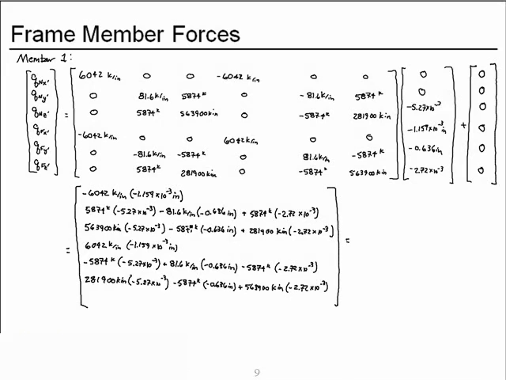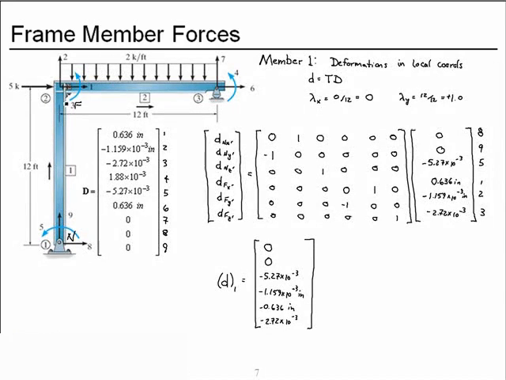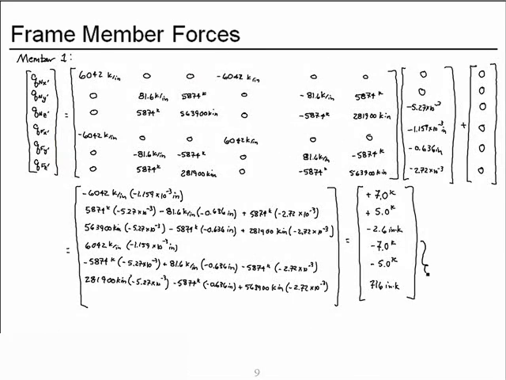When we multiply these out, add up and subtract all the terms, we get the following internal forces, or member forces, at the ends of member 1. We get a positive 7.0 kips, a positive 5.0 kips, a negative 2.6 inch kips, a minus 7.0 kips, a minus 5.0 kips, and 716 inch kips. Now, of these 6 member forces, it is the far degrees of freedom that are associated with node 2. So these are the quantities that we were asked to find.